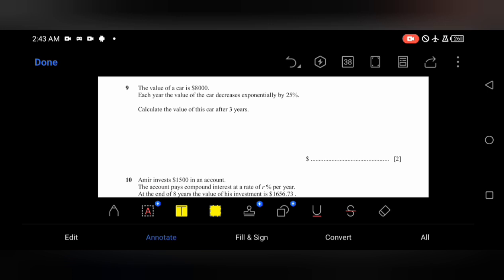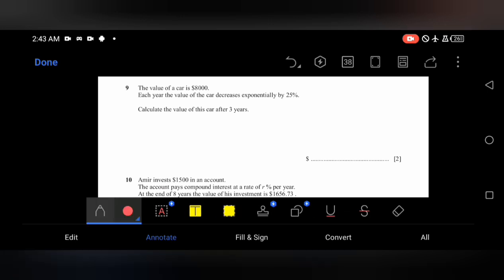The value of a car is $8,000. Each year, the value of the car decreases exponentially by 25%. The key phrase here is very important. Decreases exponentially by 25%. Calculate the value of this car after 3 years. So this question is based on depreciation.